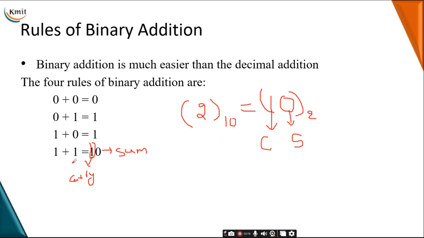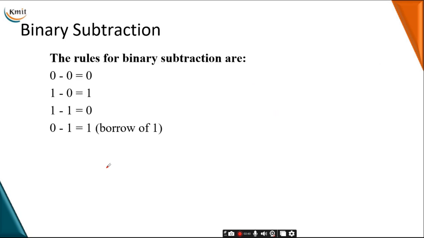So wherever you have 1 plus 1, the summation bit must be 0, and you need to forward a carry of 1 to the next higher bit. This is a very important rule that we have to follow in binary addition. Next, let me move on to the binary subtraction rules. Like in addition, we have four rules here.